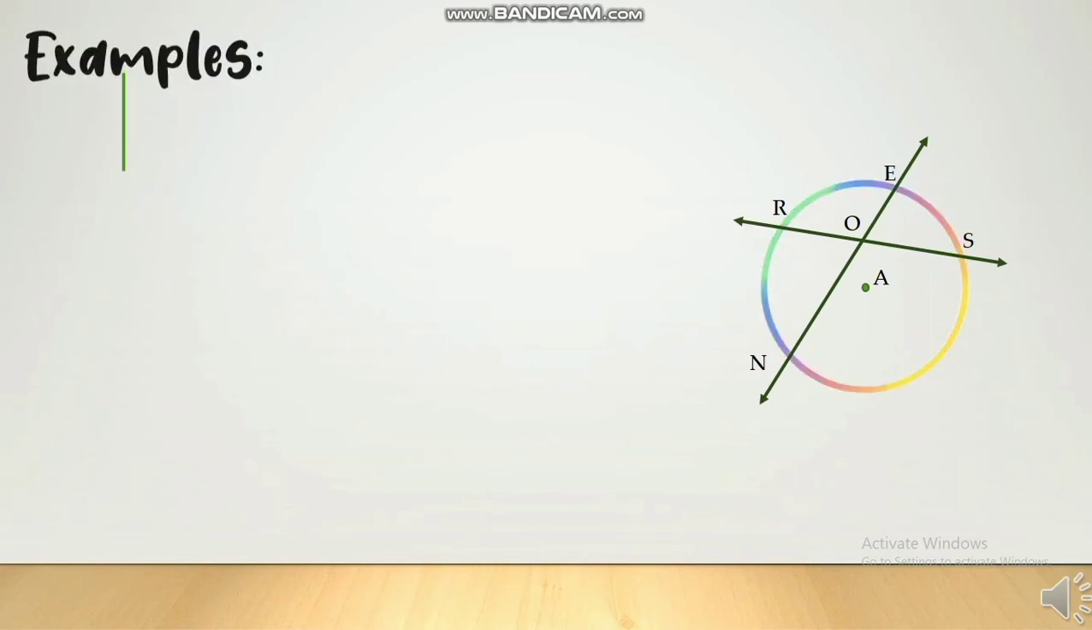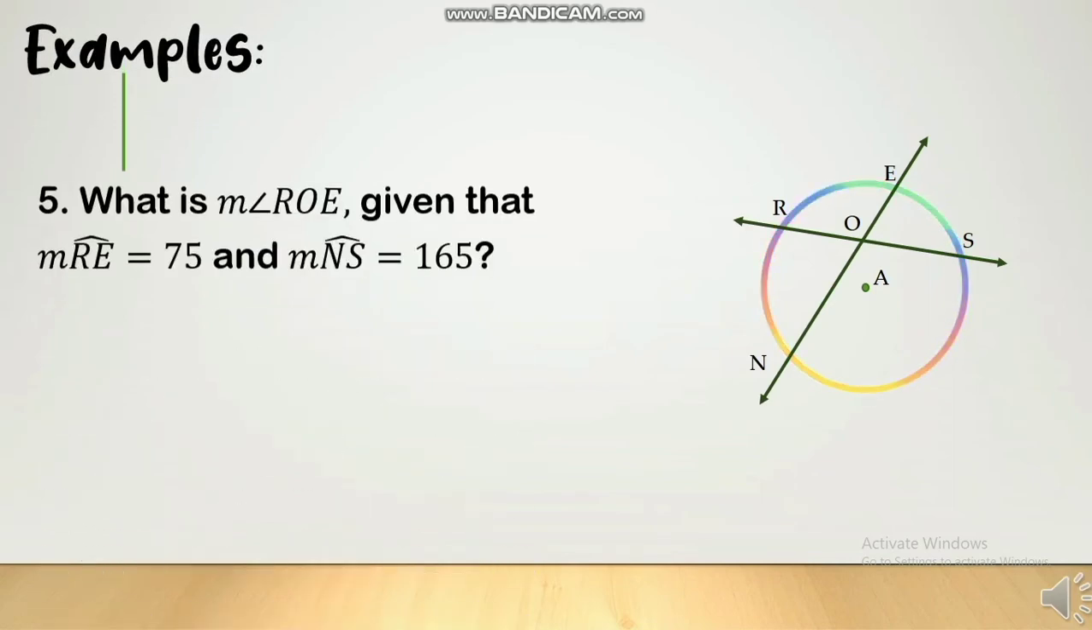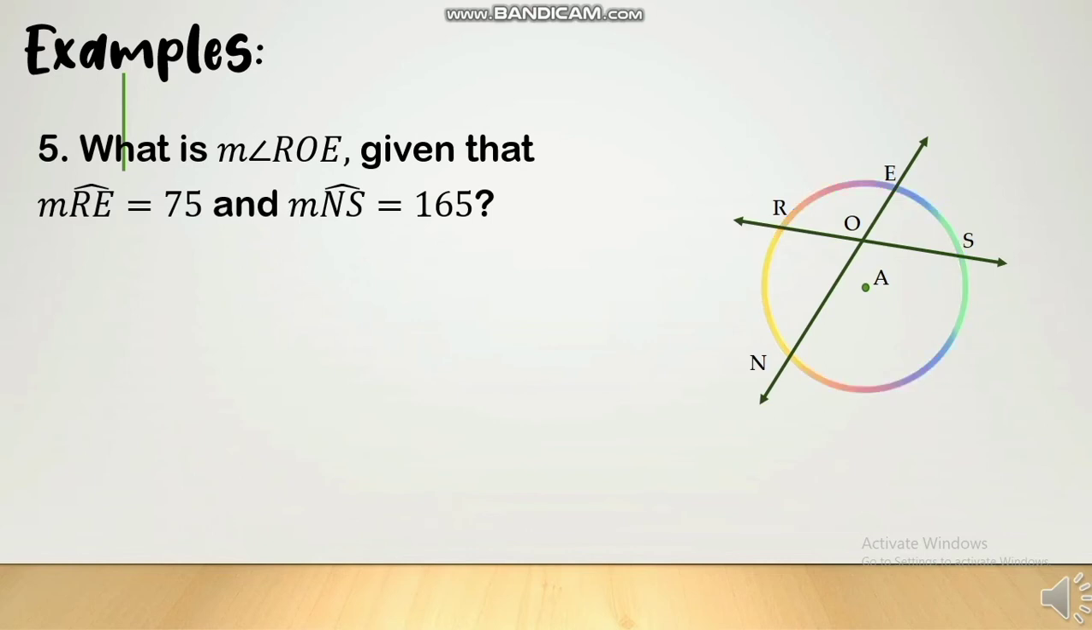Example 5. What is the measure of angle E given that the measure of arc RE is equal to 75 and the measure of arc NS is equal to 165? If you look at the figure, the two lines are both secant lines, line RS and line EN, which intersect inside the circle, in the interior, at point O.